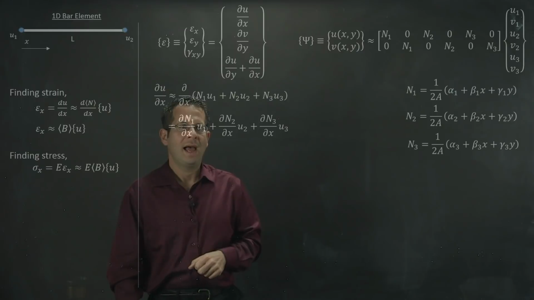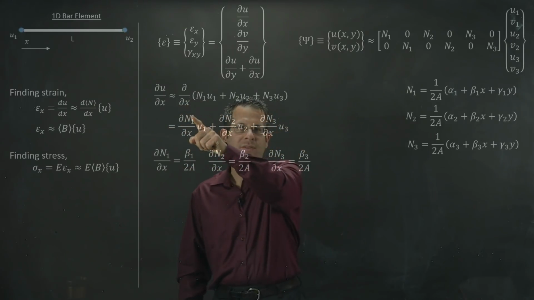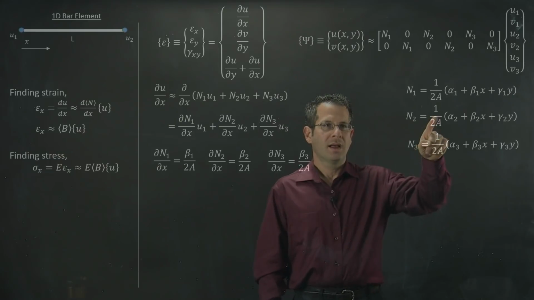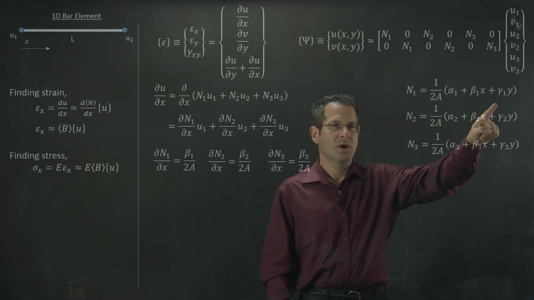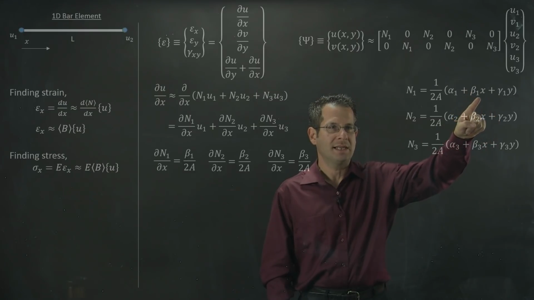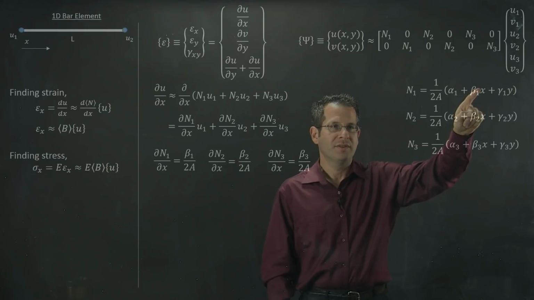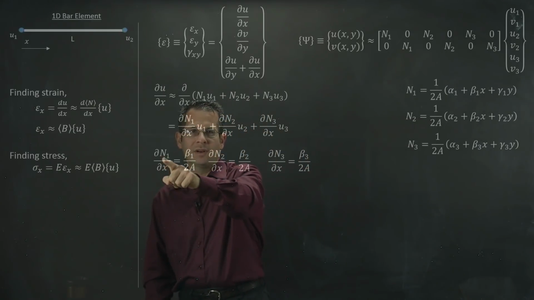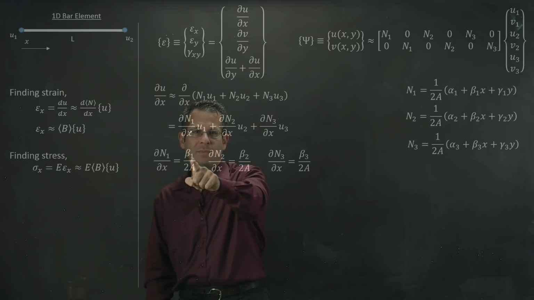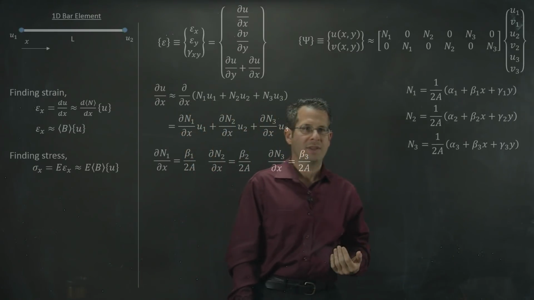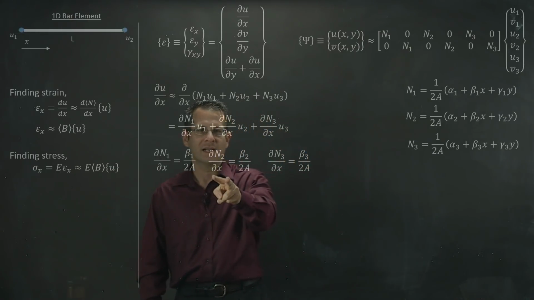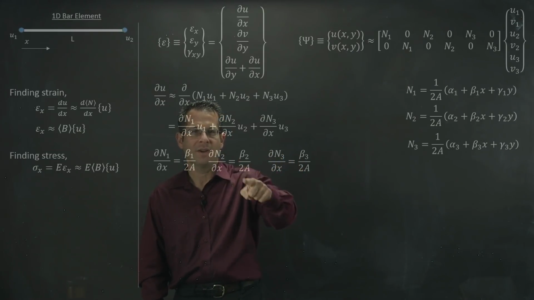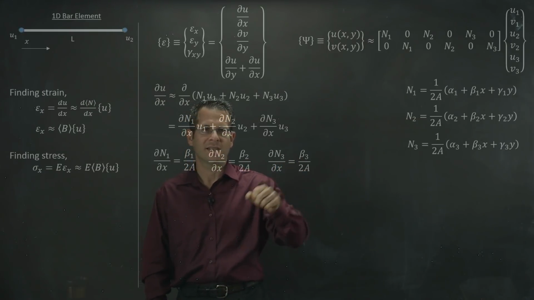Let's take a look at what happens when I take the derivative of N1 with respect to x. This term doesn't have an x in it, nor does the term with the gammas. The only term that has an x in it is this term. When I take the derivative, the x will become a 1. I'll have beta 1 over 2A. The derivative of N1 with respect to x is just beta 1 over 2A. Remember, A stands for the area of my triangle. Likewise, when I take the derivative of N2 and the derivative of N3, I get very similar terms that only have the respective betas.